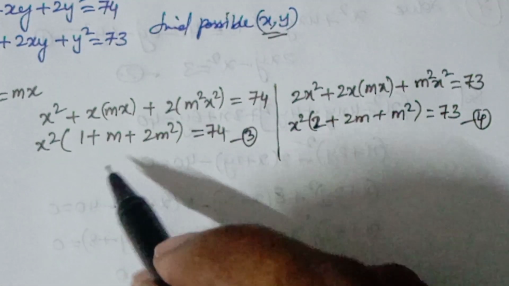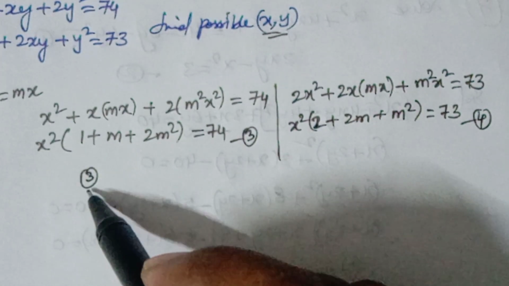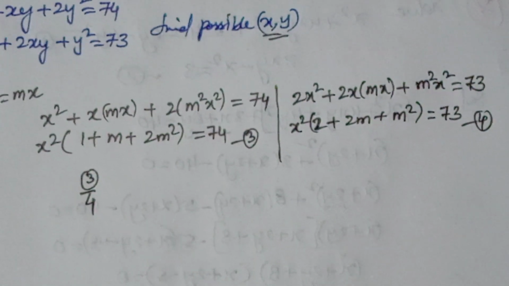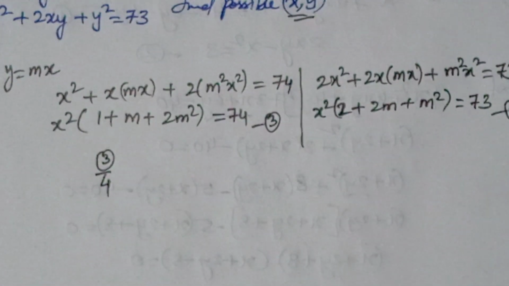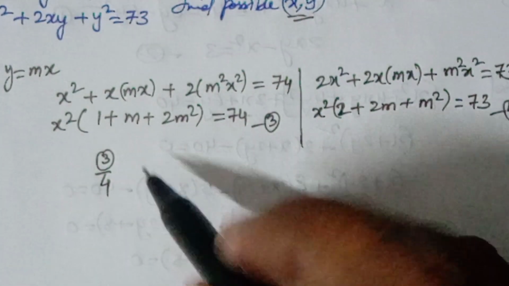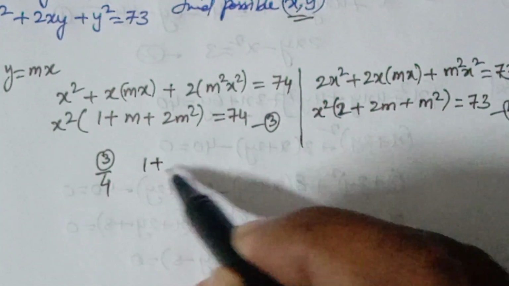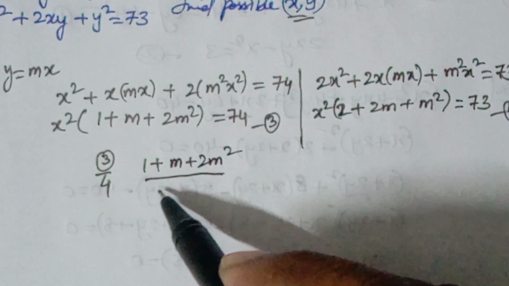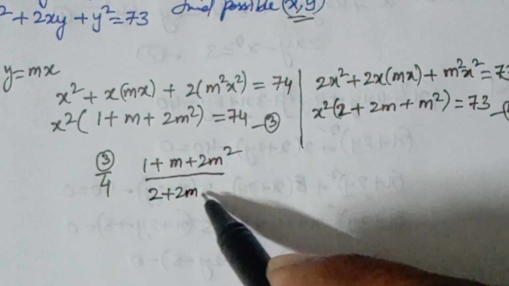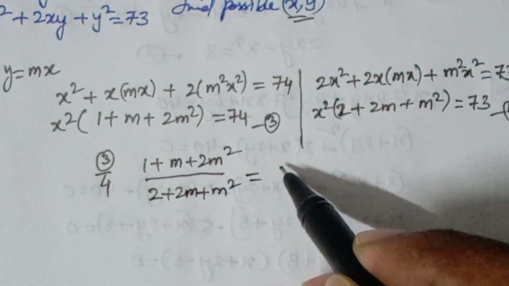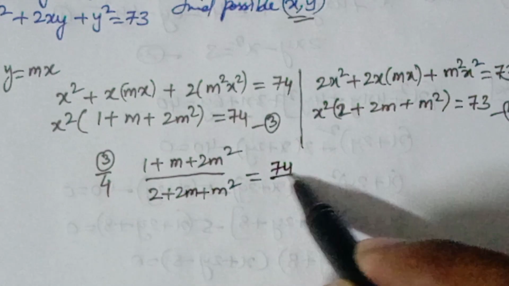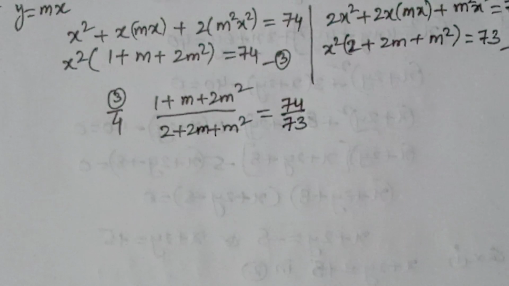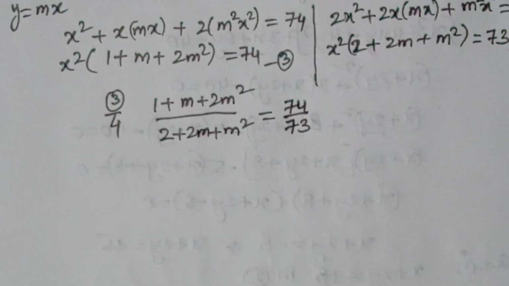So if we divide 3 by 4, what will we get? Here x square gets cancelled. 1 plus m plus 2m square by 2 plus 2m plus m square is equal to 74 by 73. So this is one typical problem. This model is one different model for the students.